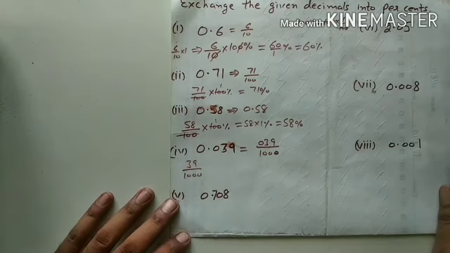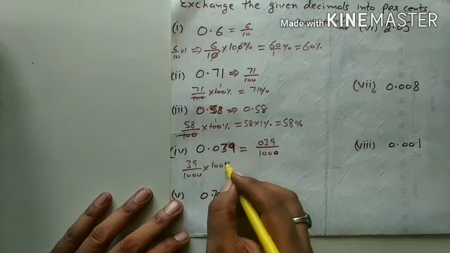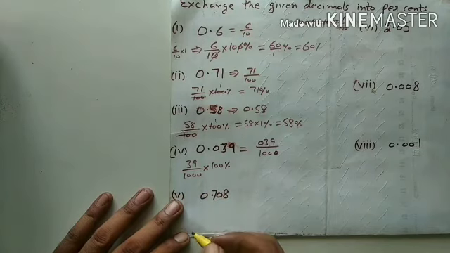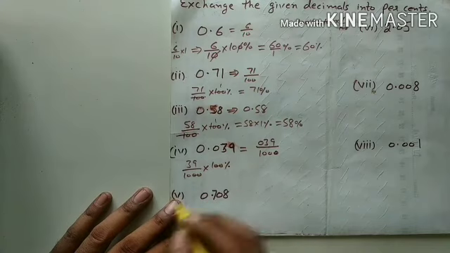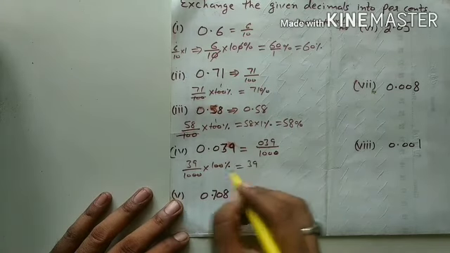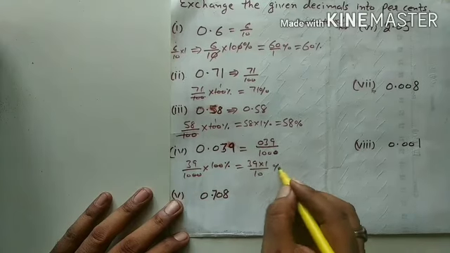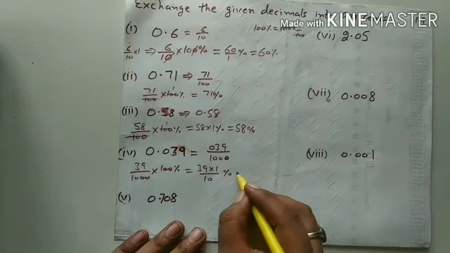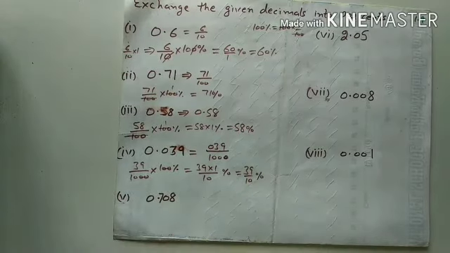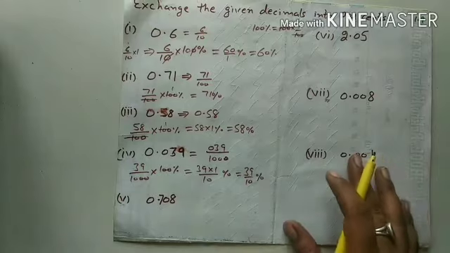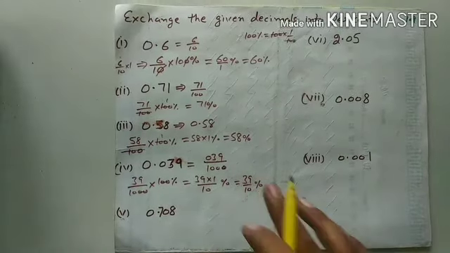Now I have to convert this into percentage, so I will write 100%. Now these two zeros will cancel with these two zeros. Now what is left? 39 multiply 1 over 10%. So the answer is 39 by 10%. This is the answer. As we have to convert to percentage, so I have written this.